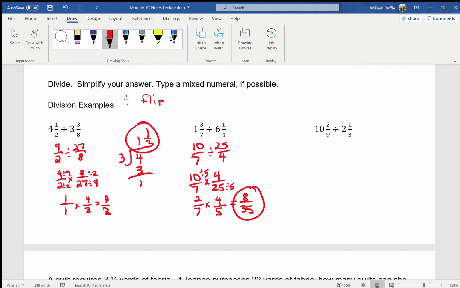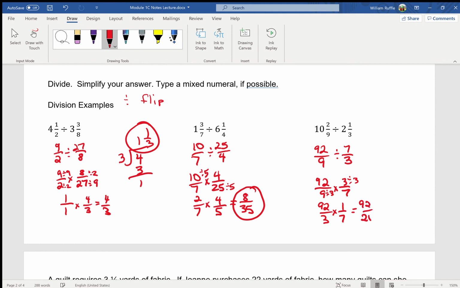9 times 10 is 90 plus 2, so that's 92 over 9. 3 times 2 is 6, 6 plus 1 is 7, so it's 7 over 3. And so what I gotta do is I gotta flip the second one. So now there is a little bit of good news here. I can divide each one of these by 3, which is helpful. So it's 92 over 3 times 1 over 7. So that's 92 over 21.